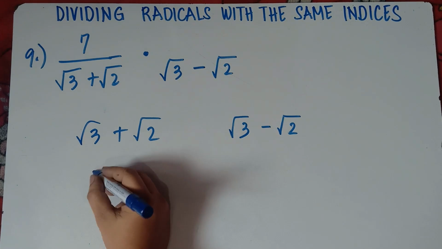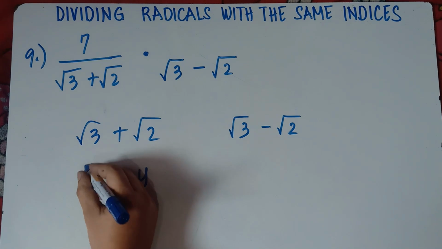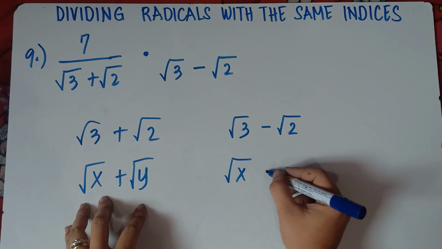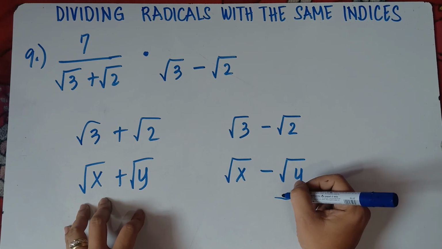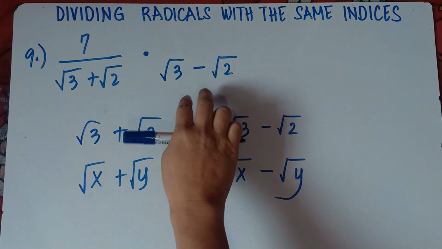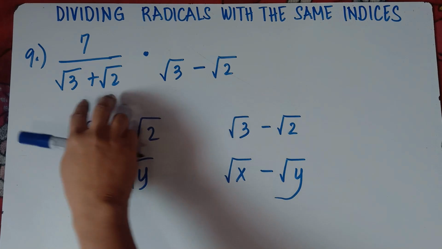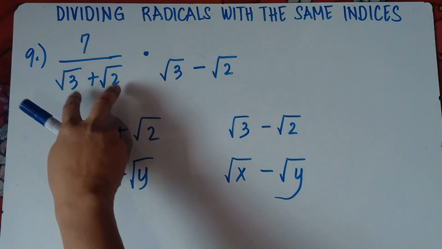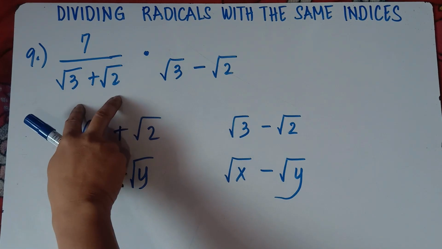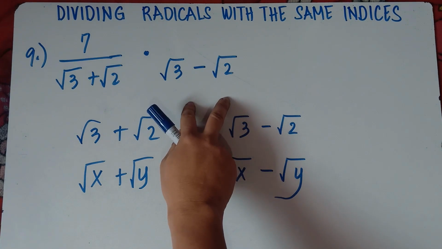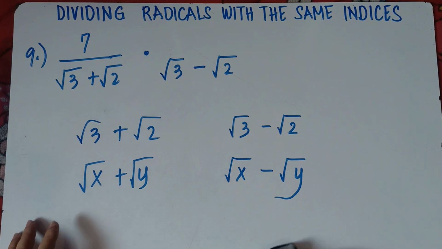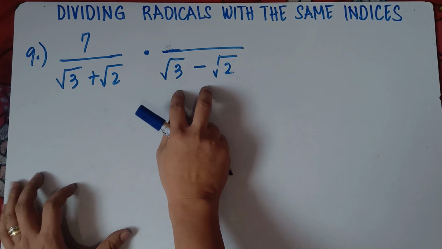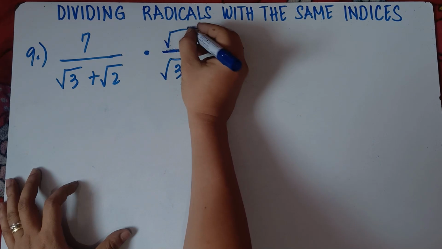Let's try another example. Square root of x plus square root of y. To get the conjugate, that would be square root of x minus square root of y. Once again, we need to get the conjugate because we need to multiply this one, class, so that we can remove the radical on the denominator. If you have a binomial, you need to get the conjugate. We also have a video for this one, class, and I will just put the link in the description down below. So once you multiply on the denominator, you also multiply on the numerator.